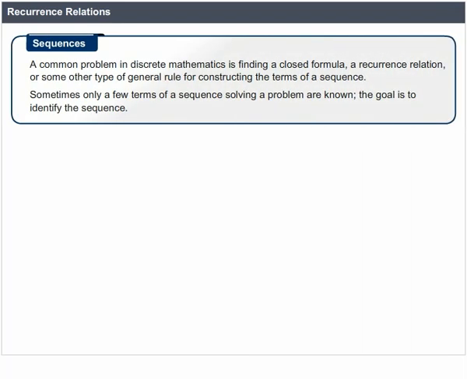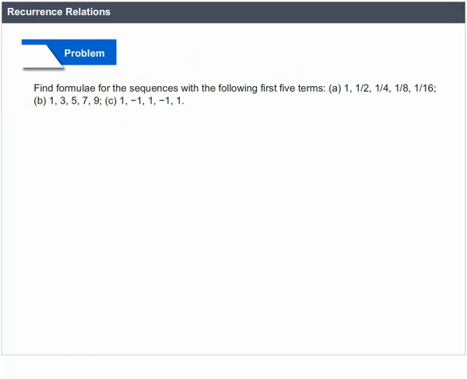A common problem in discrete mathematics is finding a closed formula, a recurrence relation, or some other type of general rule for constructing the terms of a sequence. Sometimes only a few terms of a sequence solving a problem are known. The goal is to identify the sequence. Find formulae for the sequences with the following first 5 terms: A. 1, 1/2, 1/4, 1/8, 1/16. B. 1, 3, 5, 7, 9. C. 1, -1, 1, -1, 1.